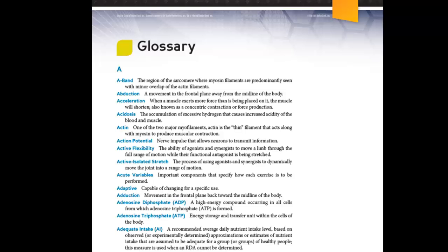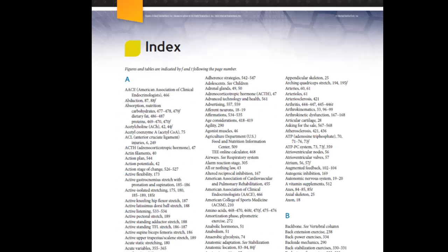After that is the index. You can use the index to look up any topic that is located in your book. Let's say you want to find out what autogenic inhibition is. You can look it up in the index and it will tell you which page or pages autogenic inhibition is referenced in the book.